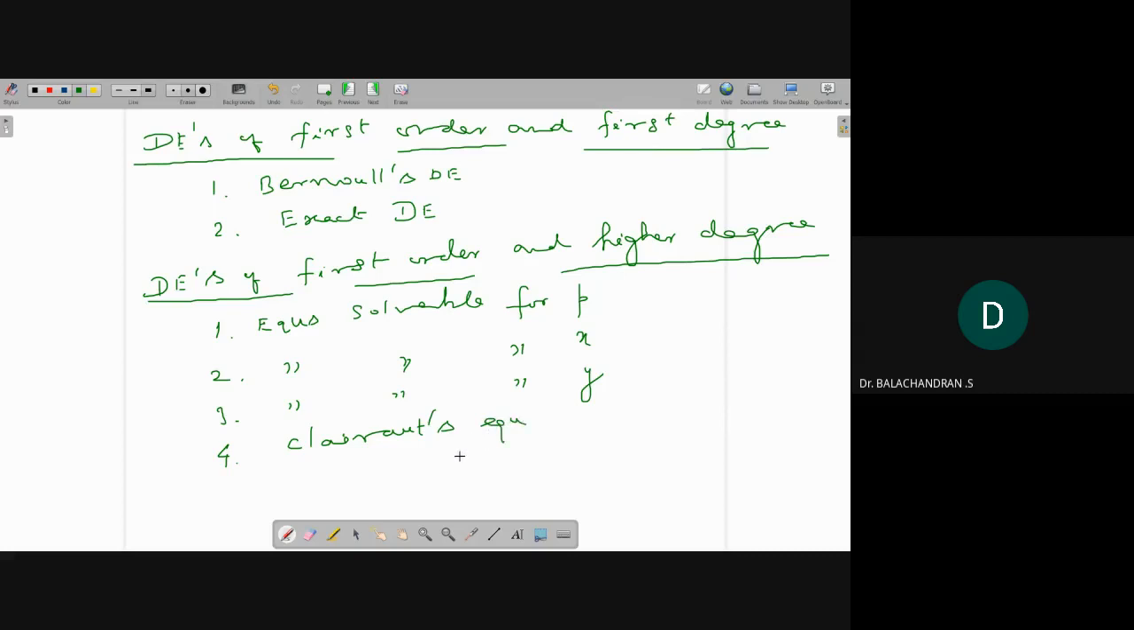Okay. So now we are going to, okay, before these two, first I will tell variable separable method and homogeneous differential equations. Okay, and then I will give problems in Bernoulli's differential equation. Okay.